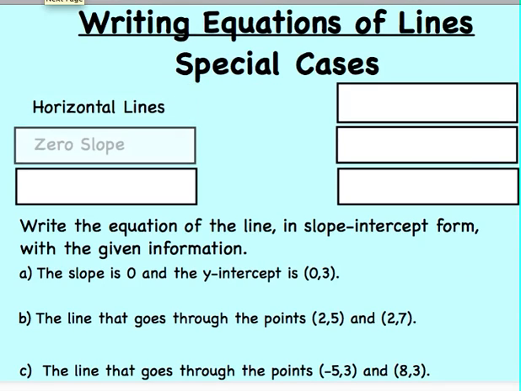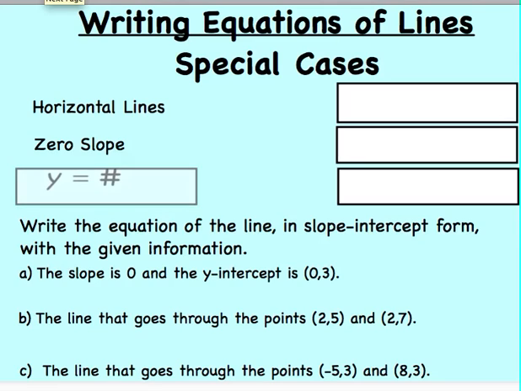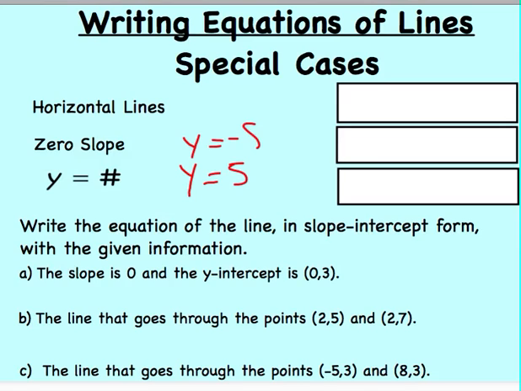If it's a horizontal line, it means the slope is 0. We actually talked about this in the beginning. And the answer is y equals a number. So for instance, y equals 5 or y equals -8. We talked about this before with graphing. It was just on your last test. So you should know that a horizontal line is always y equals.